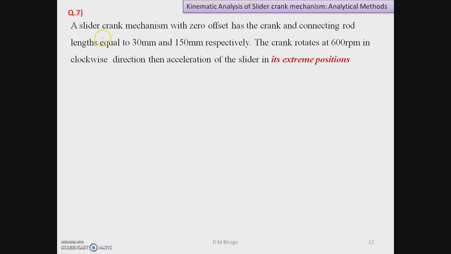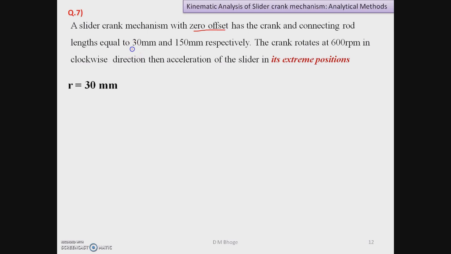Example number 7. A slider crank mechanism with zero offset, which means this is an inline slider crank chain, has the crank and connecting rod lengths equal to 30 millimeters and 150 millimeters respectively. The crank rotates at 600 rpm in clockwise direction, and the acceleration of slider in its extreme position is asked. So we have to determine the acceleration of slider in its extreme position, that is, when the slider is at TDC and when the slider is at BDC.